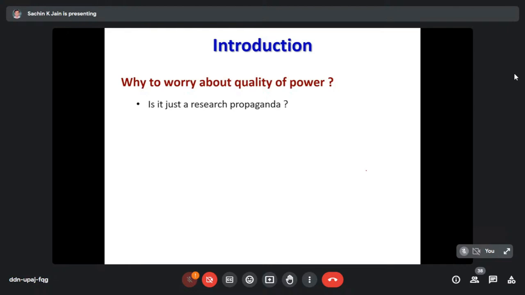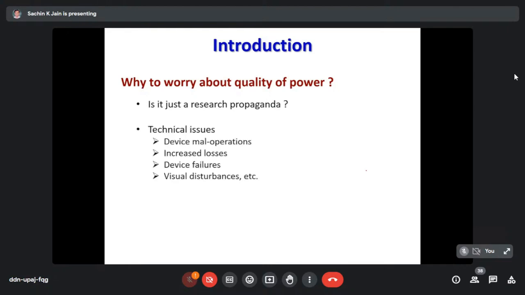Is it just research propaganda? Because we have seen so many issues like this. It's not like that. There are many technical issues related to power quality: device maloperations, increased losses, device failures, visual disturbances. That's what we can really see. We can observe it, and there is very well-defined reasoning for that. There are many economic issues also: production process disturbances, loss of production.